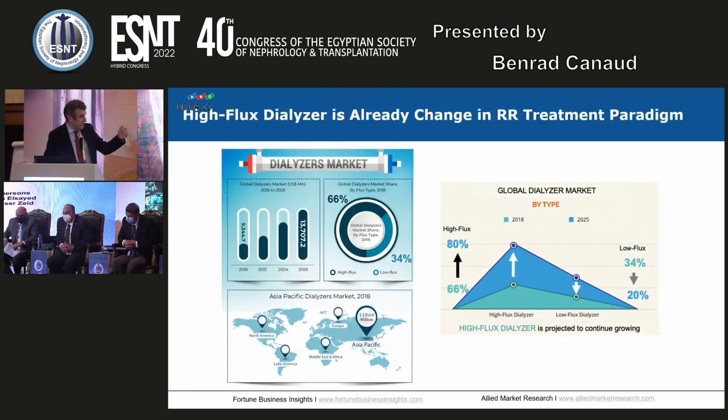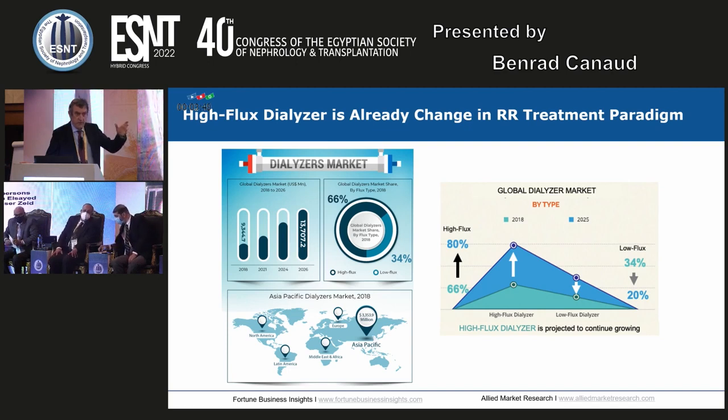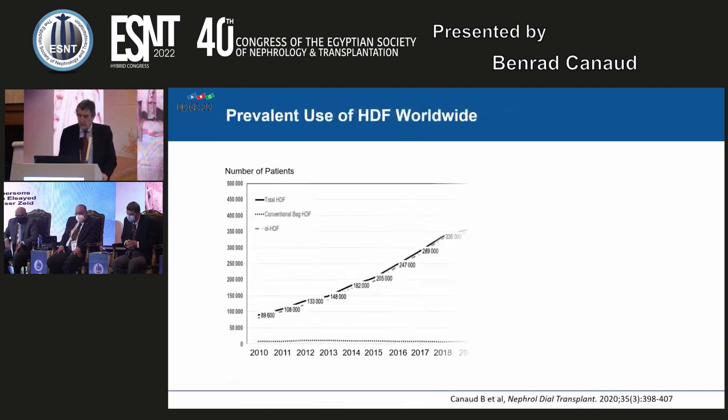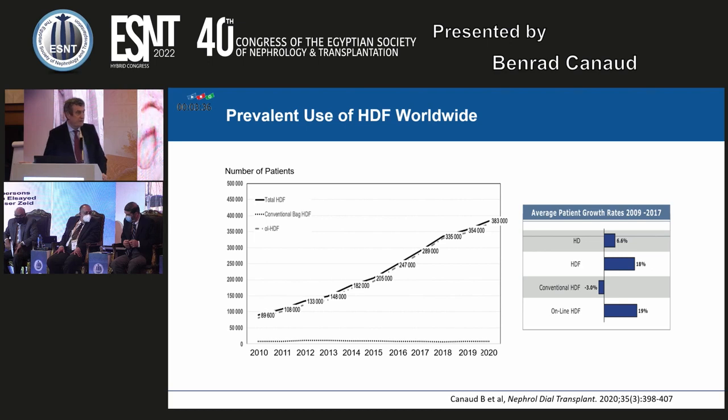The next shift is just summarized on this dialyzer market slide. Within the next few years, 2018 versus 2025, the market will increase almost: today 66% high flux will move to 80% high flux. So this is already engaged. The high flux is already a new paradigm shift, and the low flux is almost disappearing or vanishing over time. So the next question is to know what will happen with the convective therapy.